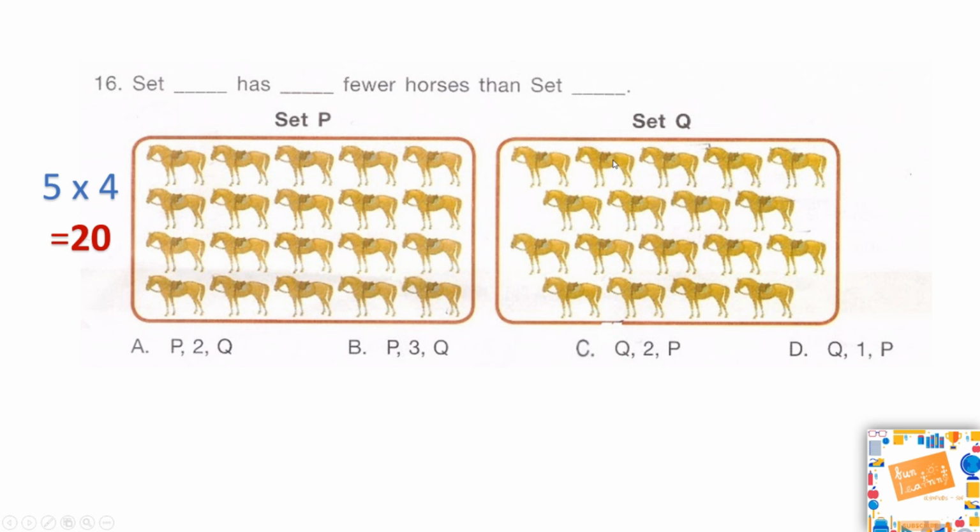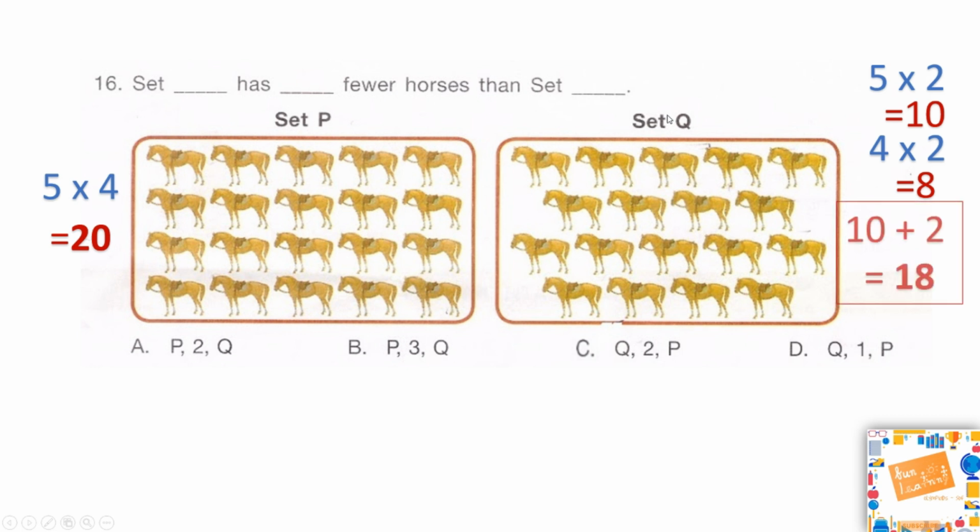Let's look at set Q. Now I can see that set Q has 2 rows of 5 horses. That means 5 times 2, which is equal to 10, and it has 2 rows of 4 horses. That means 4 times 2, which is equal to 8. So both added together give set Q equal to 18 horses. Clearly, set P having 20 horses is greater than set Q.